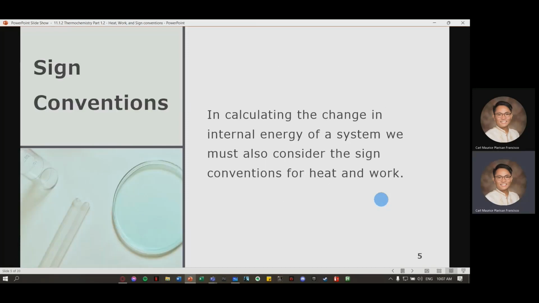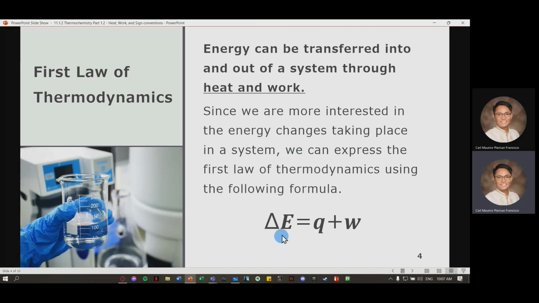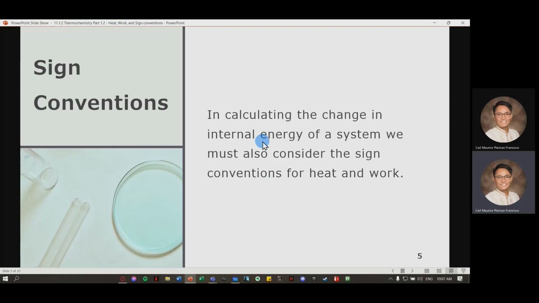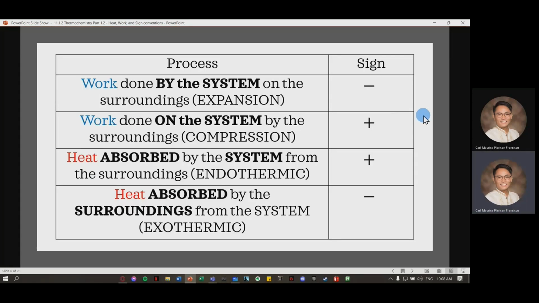Now, what about sign conventions? Whenever we would be calculating the change in internal energy, meaning change in E, so internal energy or change in E are the same. In calculating the change in internal energy of a system, we must also consider the sign conventions for heat and work. Now, what are sign conventions? Sign conventions are just certain rules that we need to follow based on the processes of how work or heat is being done or processed within a system.